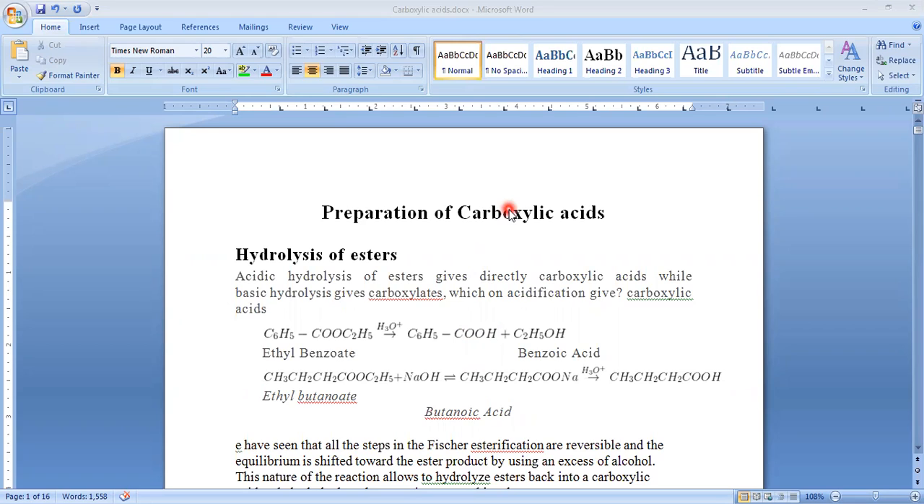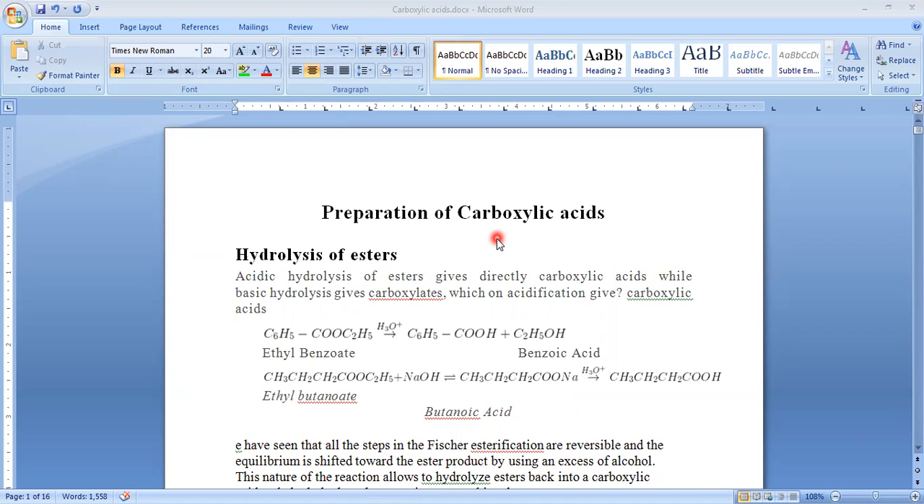Okay, let's see how we can prepare the carboxylic acid. We can prepare carboxylic acid in a number of ways, but in our syllabus we have only 4 methods. The first one is hydrolysis of esters, hydrolysis of amides, hydrolysis of nitriles, and then Grignard reagent. After that we have one more preparation method, that is preparation of aromatic carboxylic acid by oxidation. So as a whole we have 5.